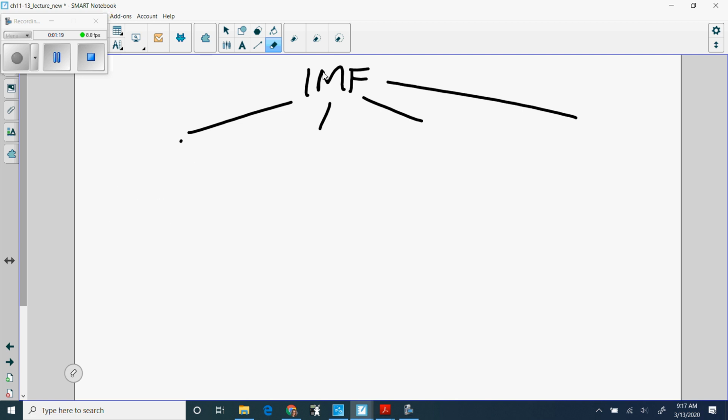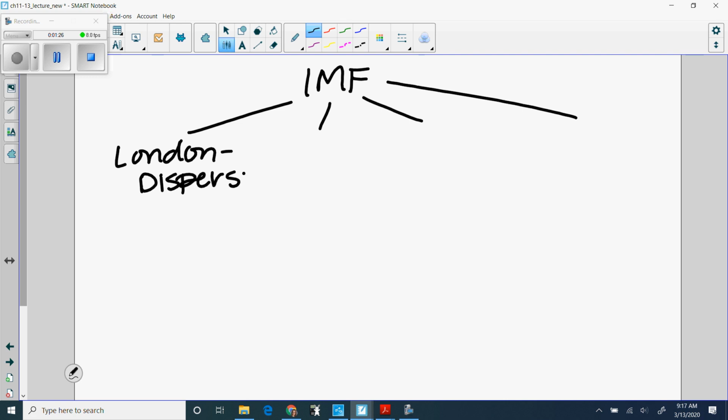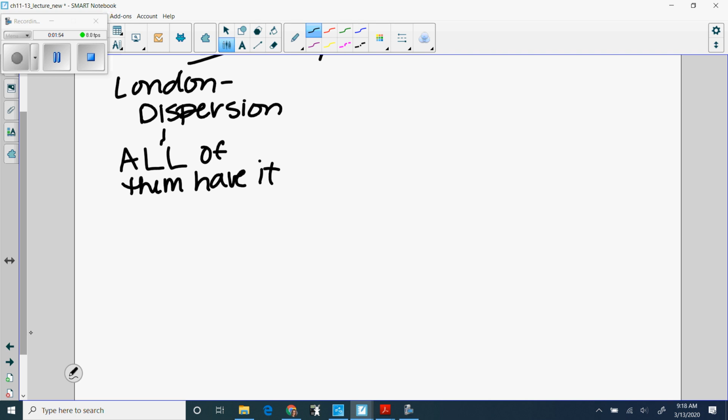The first type is called London dispersion. Sometimes it's named after a dead white guy. His name is Van der Waals. But for us in our textbook and the College Board, they call it London dispersion forces. All molecules, every single one, have London dispersion. It doesn't matter what it is. They all have London dispersion because they all have electrons.